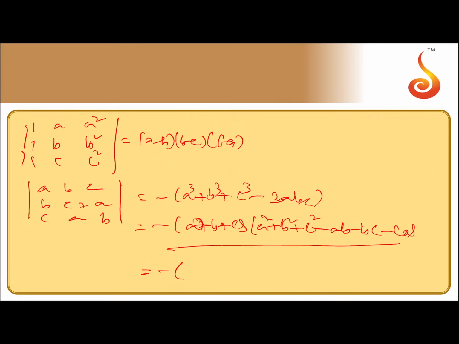So that can also be factorized as (A + B + C) multiplied by (A + Bω + Cω²) into (A + Bω² + Cω), right?